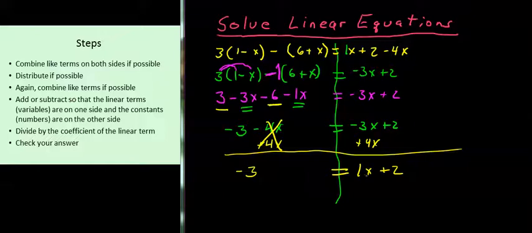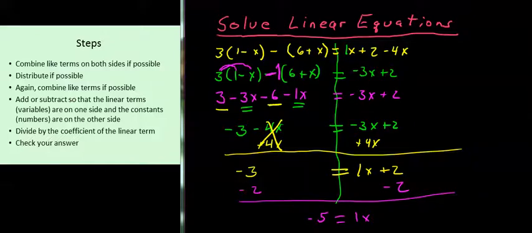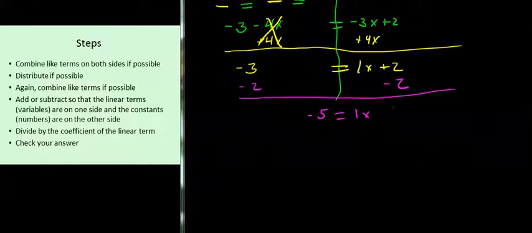I put the x's on the right. That means this guy has got to go to the other side. So I subtract. And I end up with 1x equals negative 5. Now the second to the last step says I need to divide by the coefficient, but 1x is the same as x.